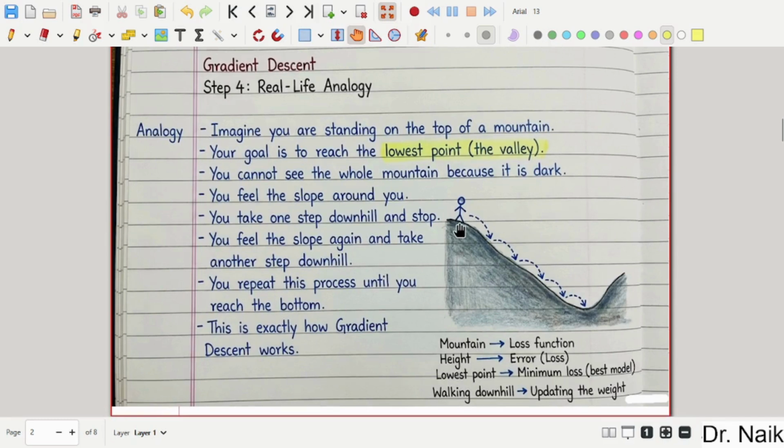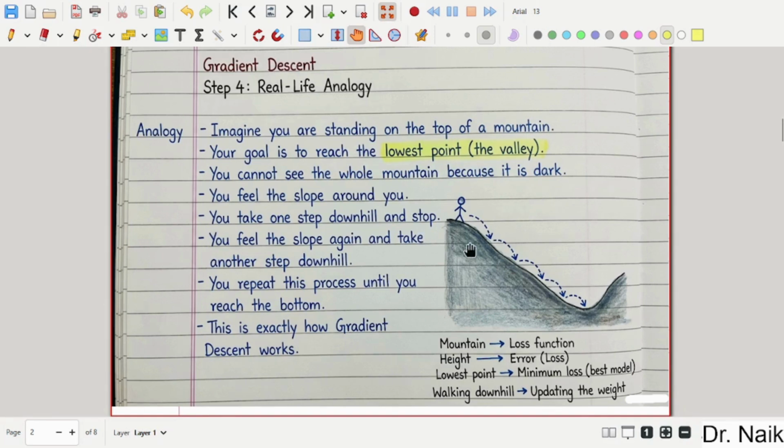Imagine you are standing on top of a mountain and your goal is to reach the lowest point of the valley. You cannot see the whole mountain because it is dark. You feel the slope around you. You take one step downhill and stop. Again you feel the slope and take another step downhill. You repeat this process until you reach the bottom. This is exactly how gradient descent works.